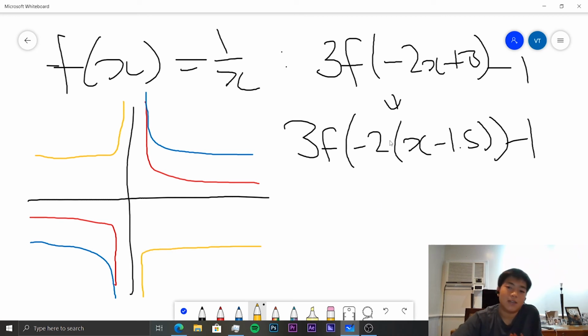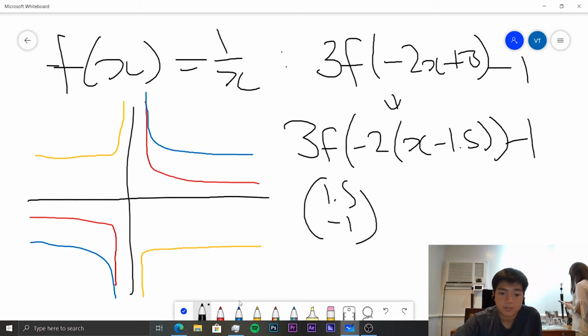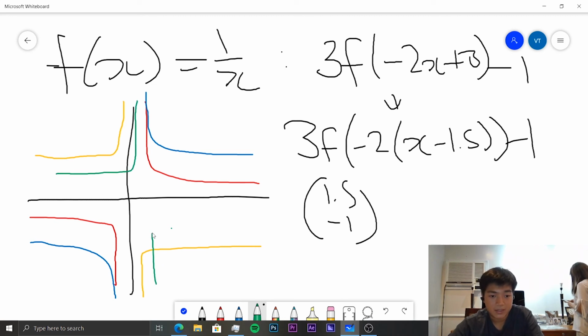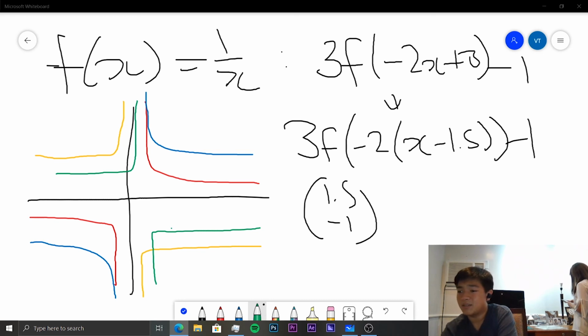And finally, we need to translate it by 1.5 and -1. So our final graph would end up looking something like this. So 1.5 to the left and 1 down. So it would look something like this, I believe. Is that correct?